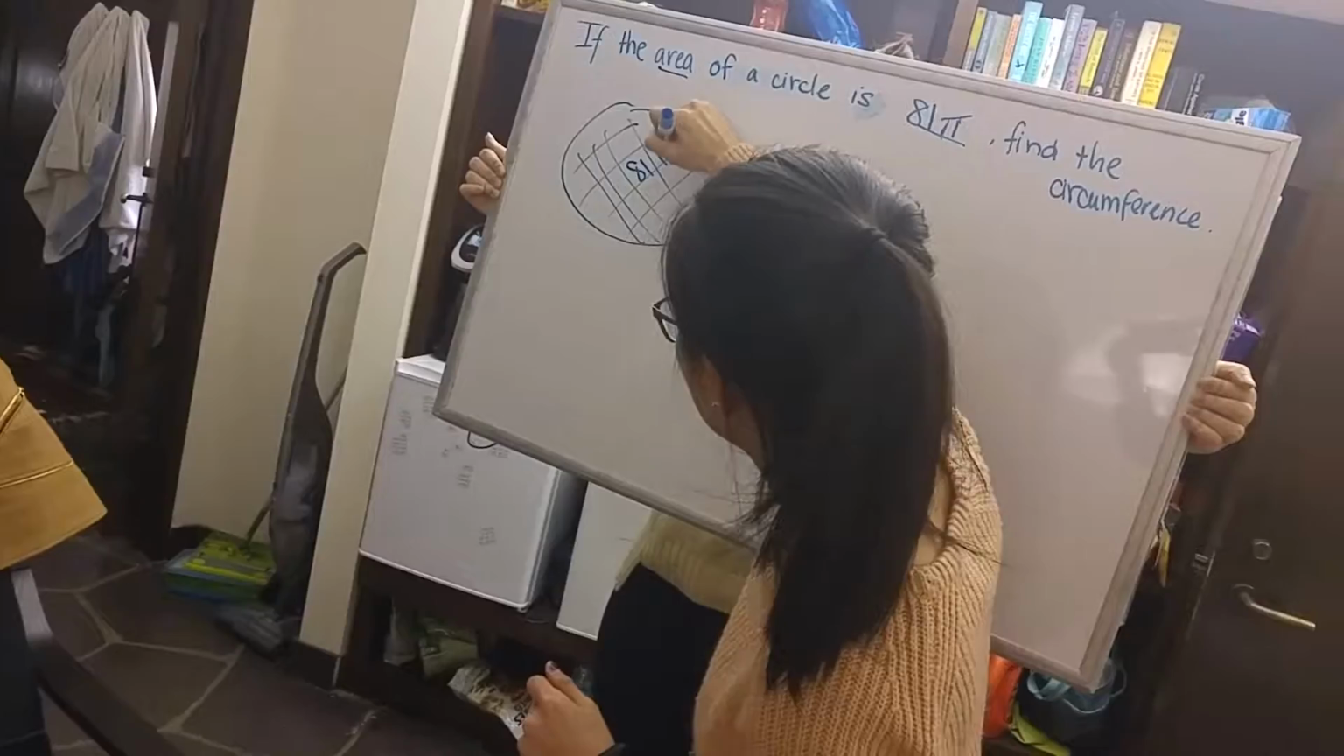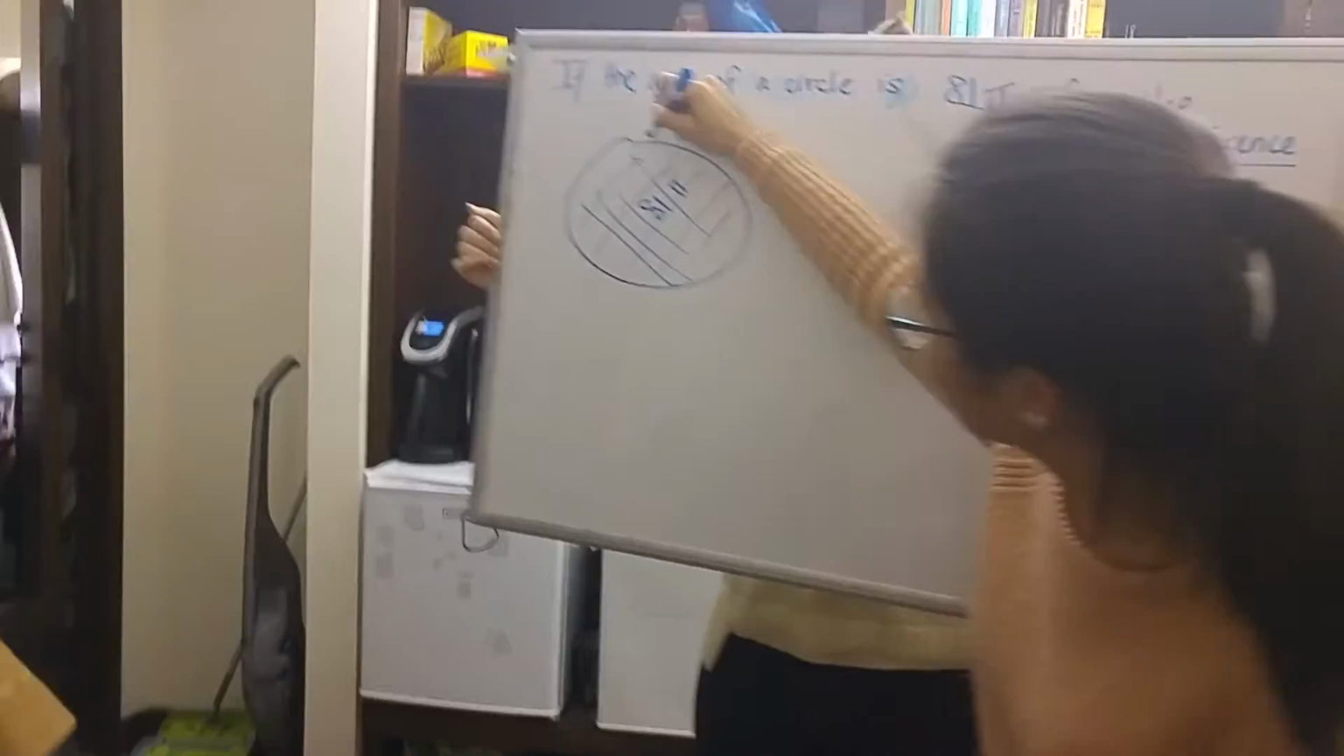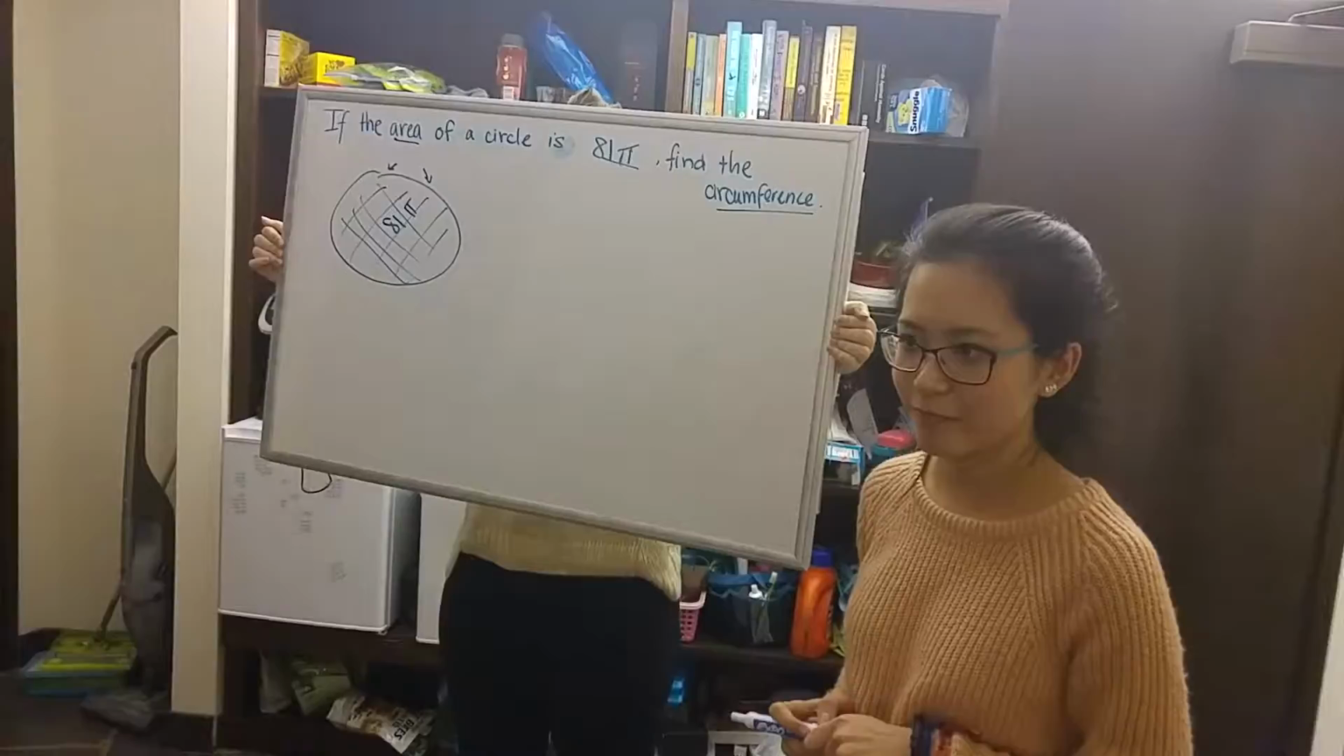Now, what do we need to find? Jake? The distance around the circle. The distance around the circle, the circumference. So, we need to find this. All right. What else do we know about the circumference? Mohammed? We know that the formula of the circumference is 2 pi r. So circumference.